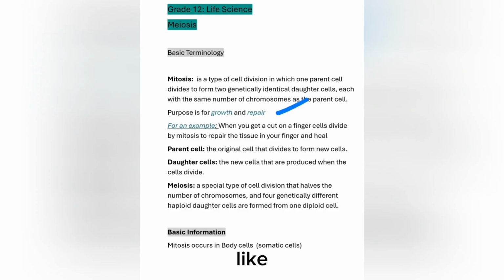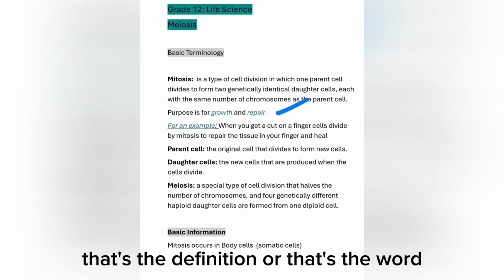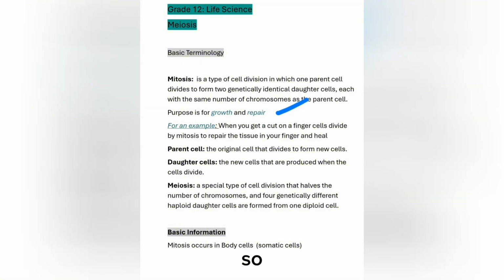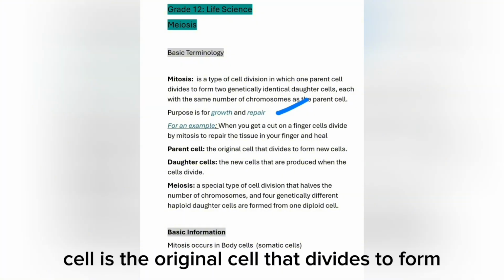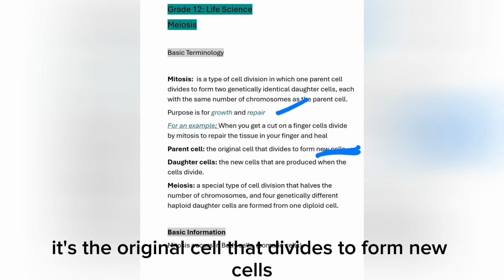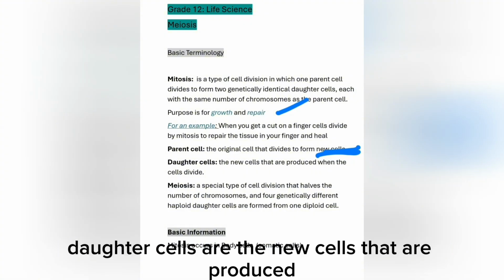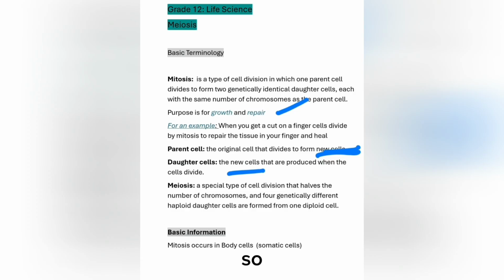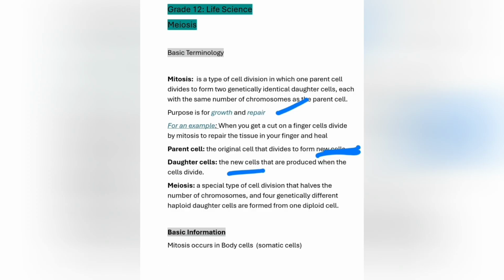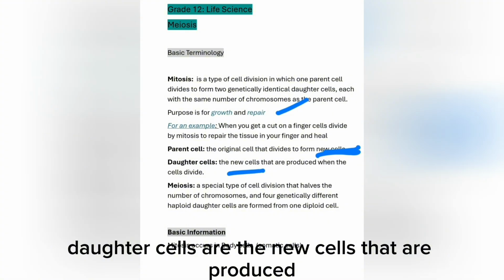Then parent cell, that's the word that we mostly use in mitosis. So what is a parent cell? Parent cell is the original cell that divides to form new cells. Like it's in the name, parent. So it's the original cell that divides to form new cells. Daughter cells are the new cells that are produced when the cells divide. So parent, it's the original, and daughter cells are the new cells that are produced, right?